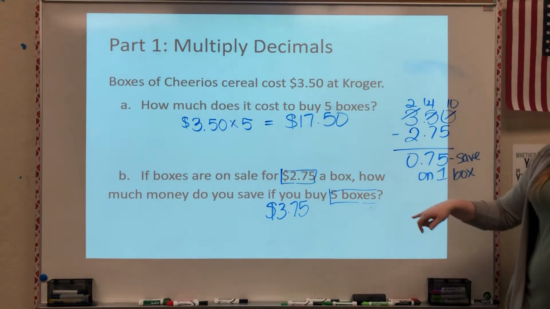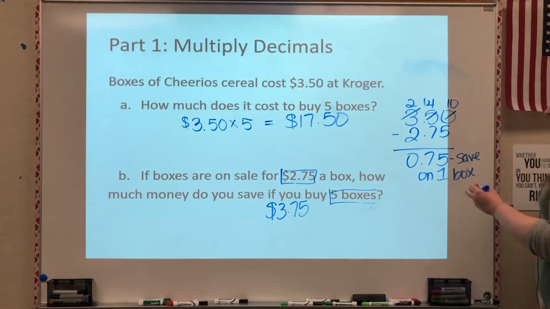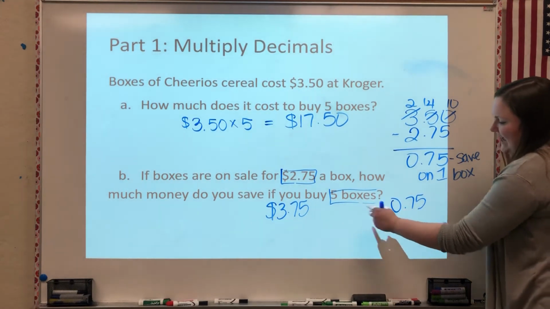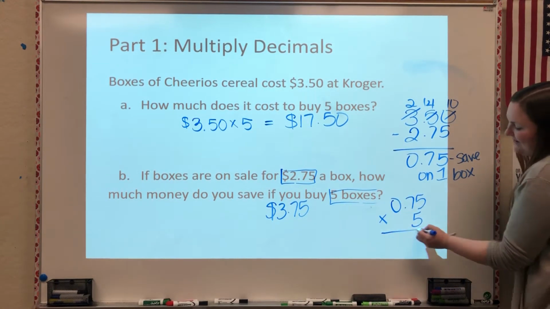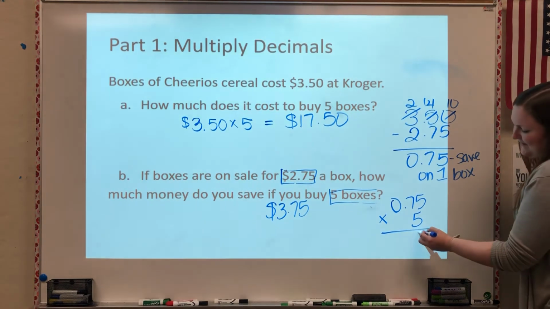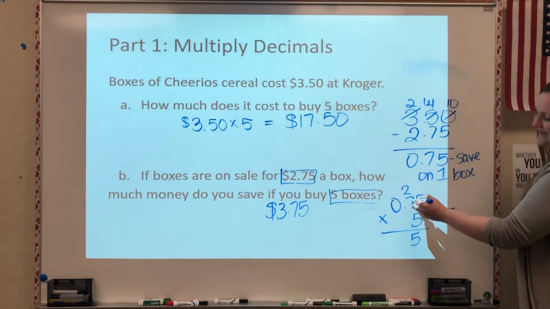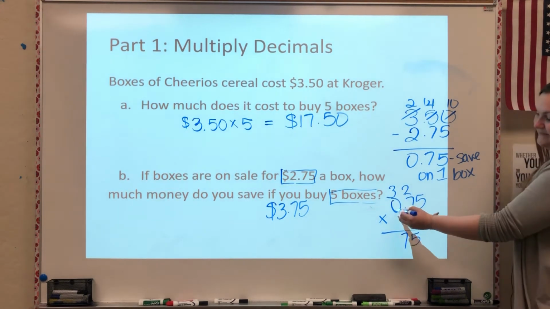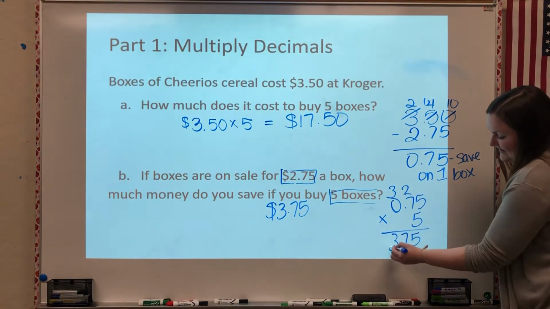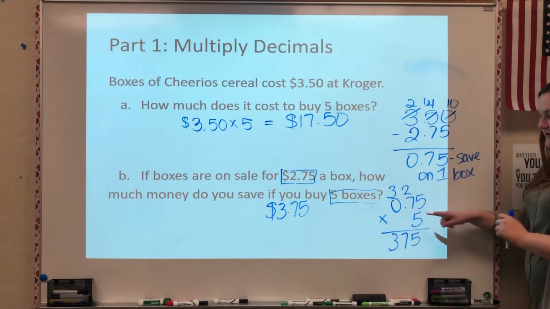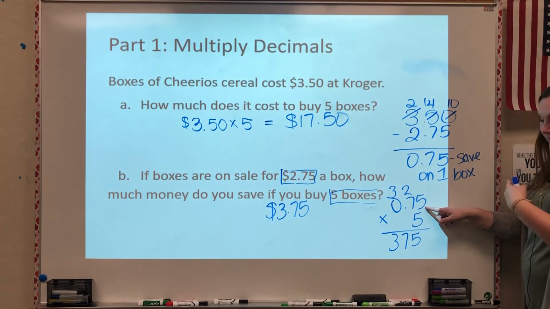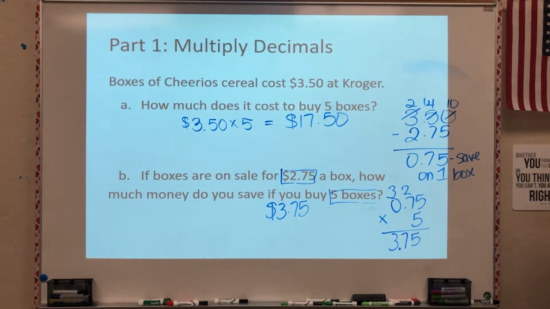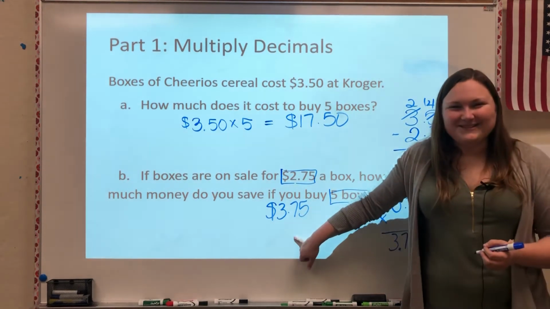So if I want to see how much money I save on 5 boxes, I could then do, well, I'm saving 75 cents for each box times the 5 boxes I'm buying. When I do that, 5 times 5 gives me 25. 5 times 7 is 35, plus my 2 gives me 37. 5 times 0 is 0, plus that 3 gives me 375. There are 2 numbers behind our decimal point, which means my answer needs 2 numbers behind the decimal point. Means our decimal point's right there. What do you know? It's the same answer as before.